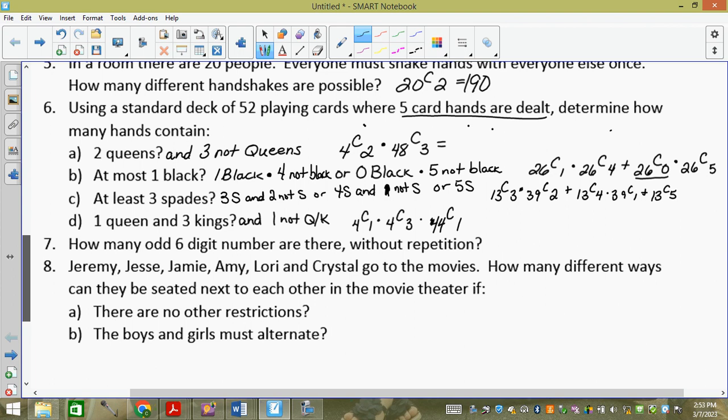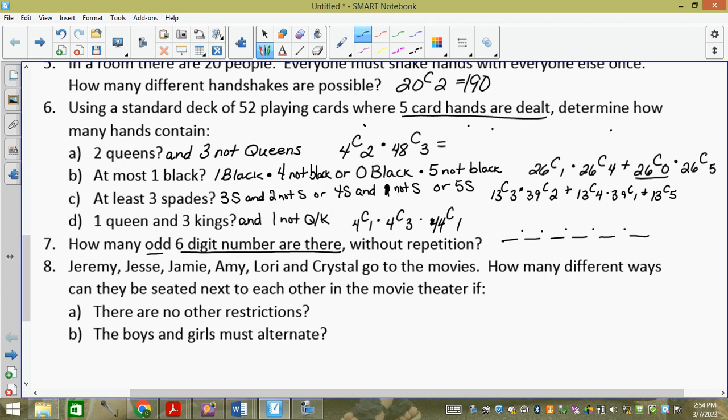This one says how many odd 6-digit numbers are there? Odd means it has to end in an odd number. 6-digit means it can't start with a 0, correct? What about 6-digit codes? Can a code start with a 0? Yeah, a code can be all zeros. Like I always say, it can start with a 0. Okay? So we have 6.